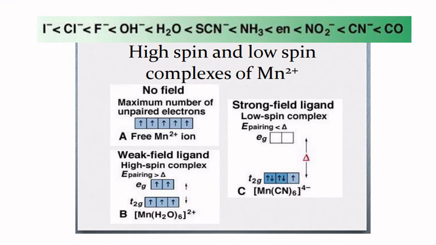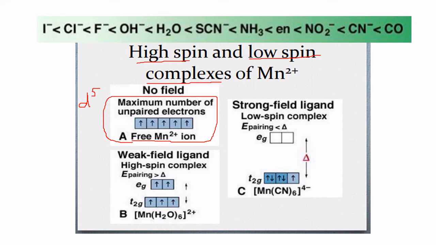And now, what does it mean by high spin and low spin complexes? For example, this is a free manganese 2 plus ion without the ligand, so it is d5. Because it is d5 and it is not bonded to any ligand, the d orbital is not splitting. So it is one line like this, 1, 2, 3, 4, 5.